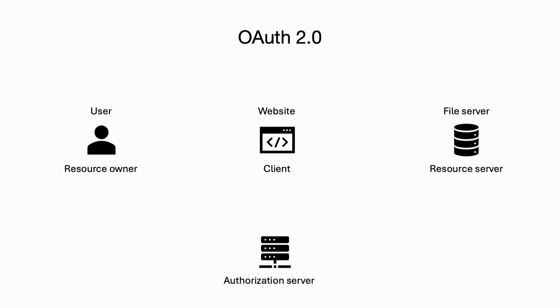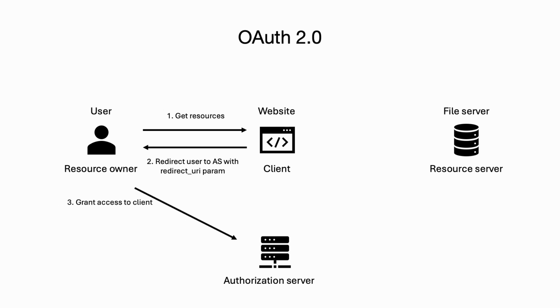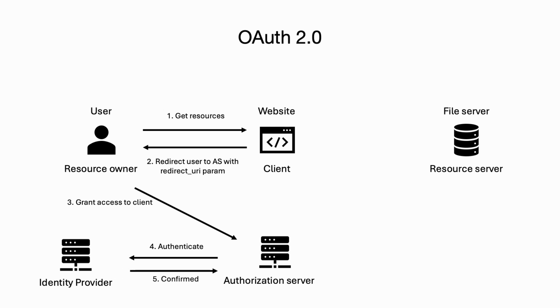OAuth 2 introduces another concept, the authorization server. When the resource owner requests its resources from the client, the client redirects the user to the authorization server and provides a redirect URI so that the resource owner can grant access to the client. The authorization server can be integrated with an identity provider like Google, which can be used to identify the resource owner if required by checking credentials. However, this identity verification is not part of the OAuth protocol.